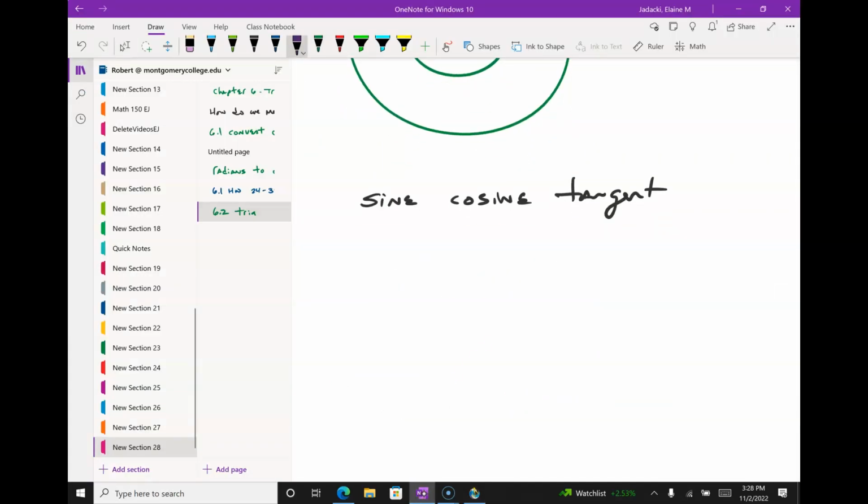So we've got a right triangle with a base angle theta. This side I'm going to call the opposite side. It's the furthest away from the angle. This one is the hypotenuse.